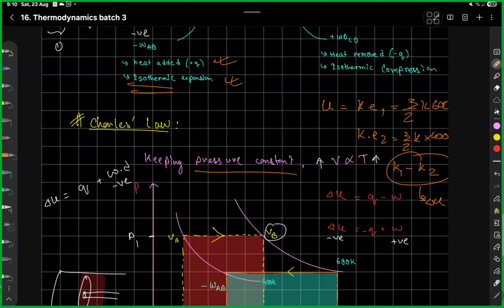I transfer some heat energy to the system, and rather than the temperature increasing, all of the particles now push the piston away. Hence, volume increases, so negative work done. So over here, what happened? Whatever heat I transferred went into work done. So energy went into the system and out of the system.